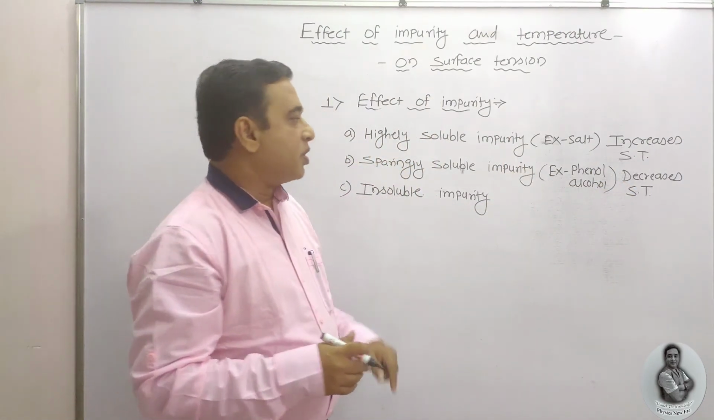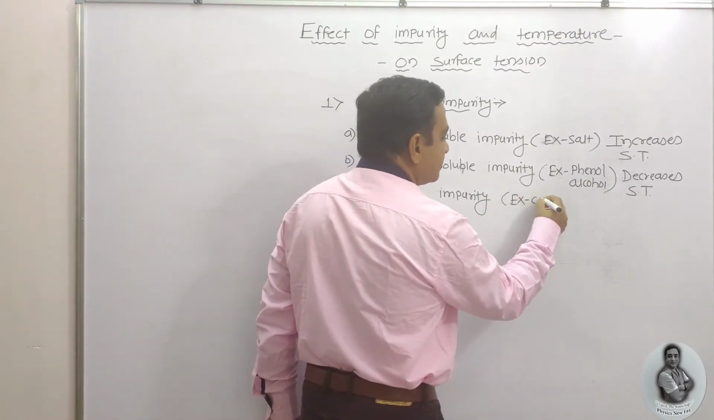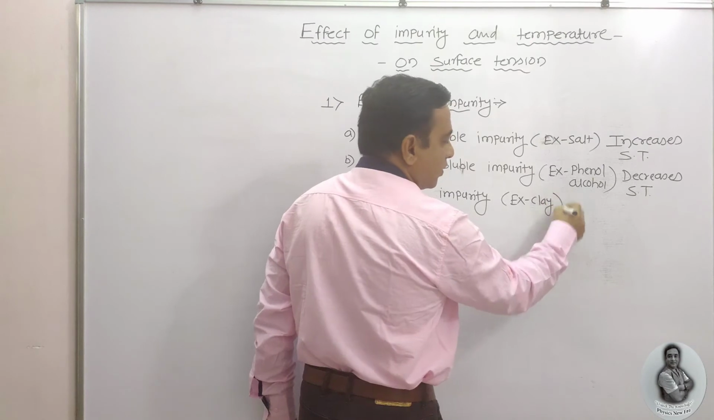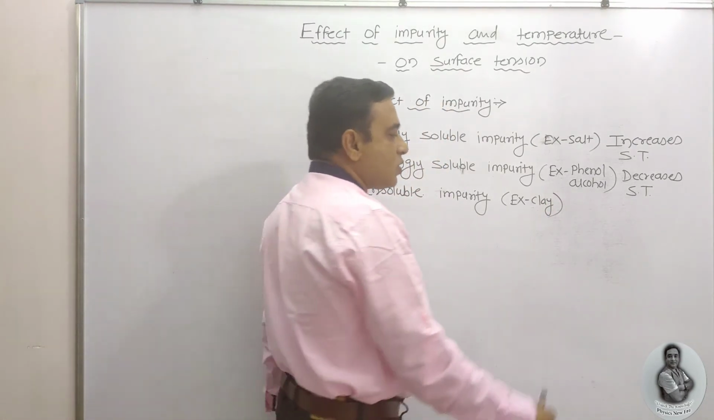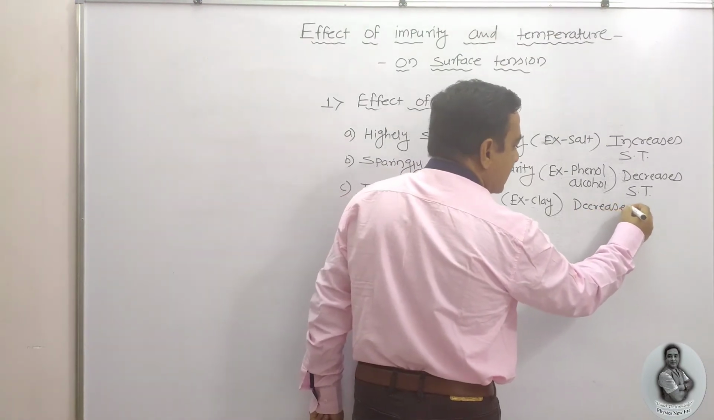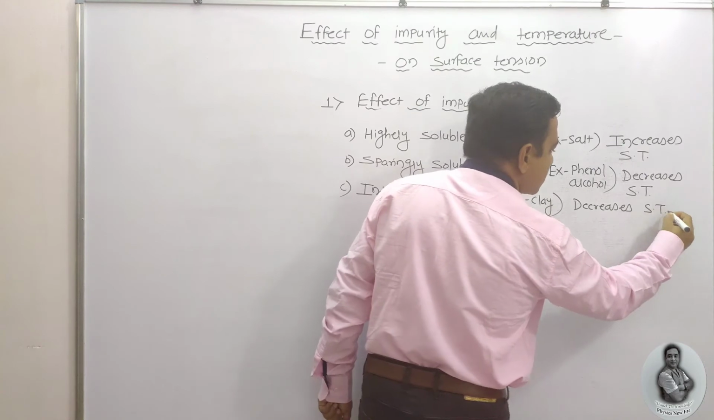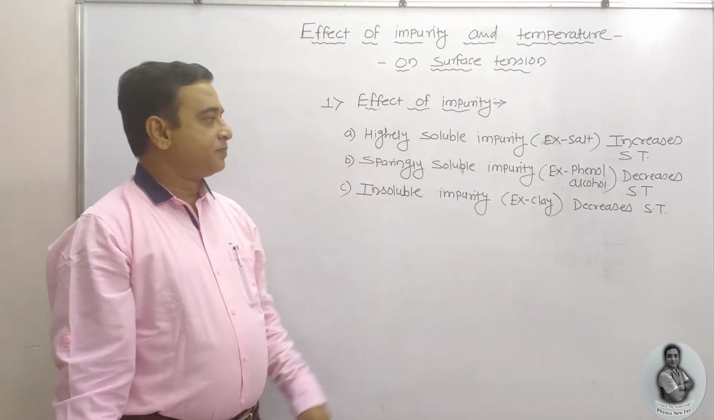Now, insoluble impurity. The best example is clay, mud. If it is added in water, this also decreases the surface tension. This is about the impurity.